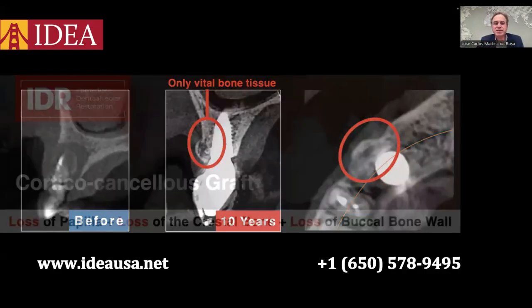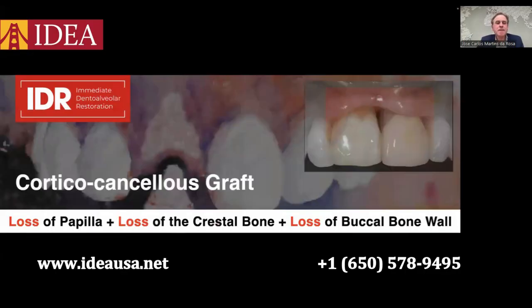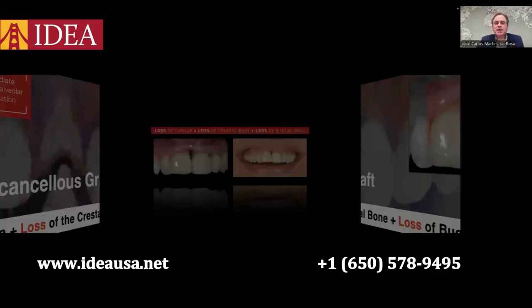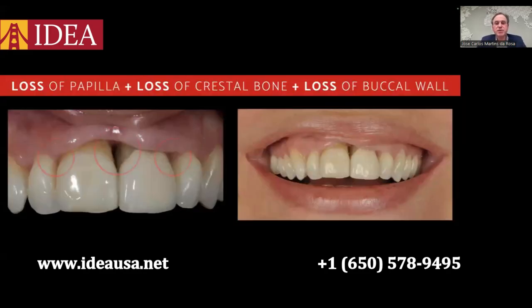So let's have a look at this case, the last clinical case to share with you today. This case presented loss of the papilla, loss of the crestal bone, and loss of the buccal bone wall. So this patient came to us. We have the loss of the papilla, loss of the crestal bone, and a huge difference between the current gingival architecture and the original one. And our goal is to pull the soft tissue down. But this is a patient with a high smile line.